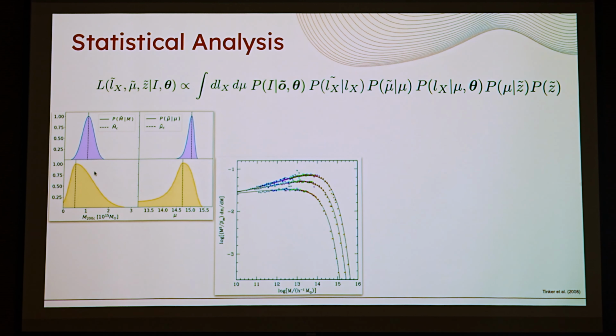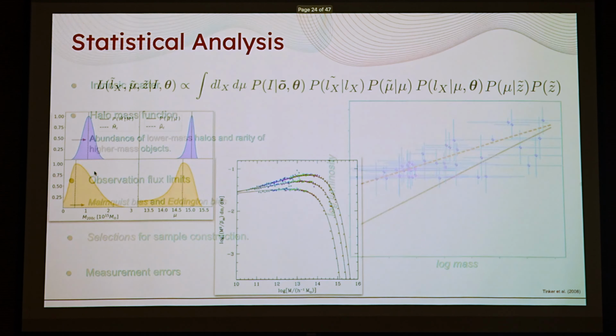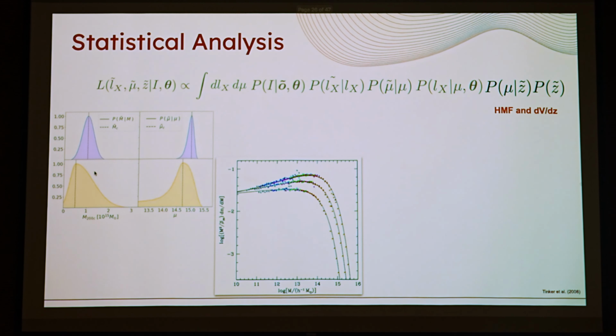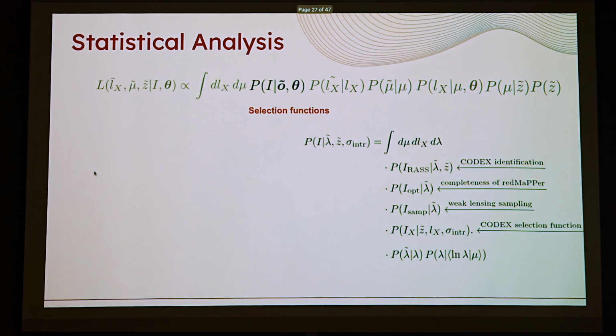I don't have much time to go into much detail on those mathematical parts, but this is our likelihood function. So we model functions that accounted for intrinsic scatter and measurement errors for both the X-ray luminosity and the mass. We accounted for the halo mass function and the effective volume that we were working with. And perhaps the most important part of this work was the modeling of the selection effects.